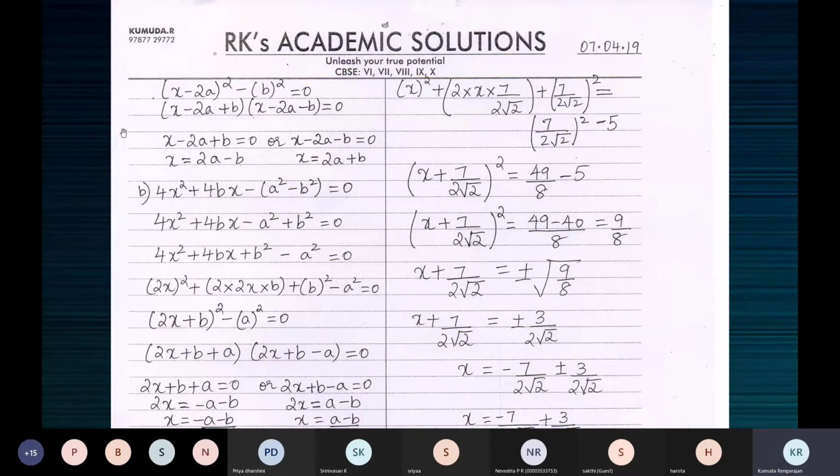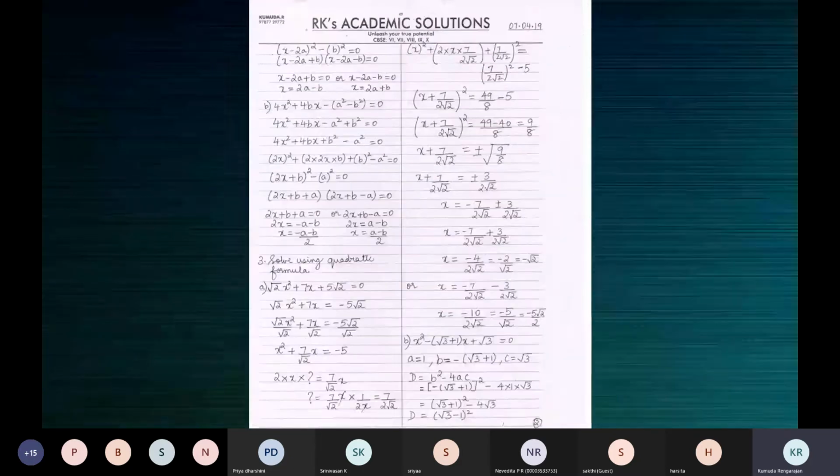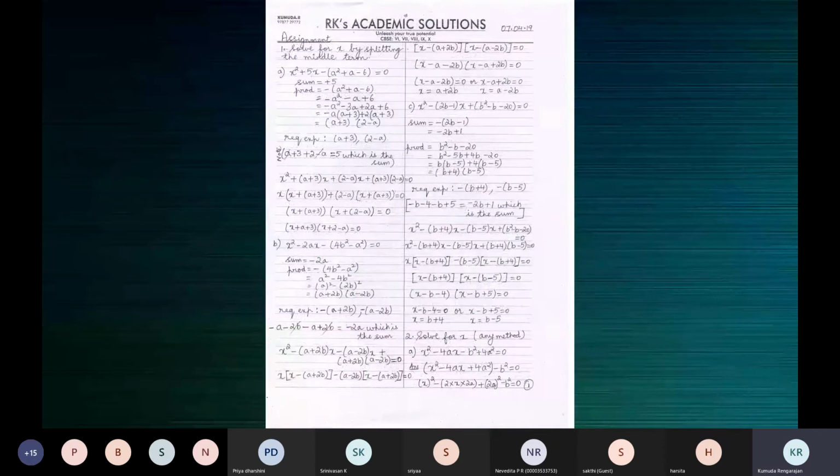So you can adopt this method when it is just solve for x. If you have to solve for x by splitting the middle term, then it's the earlier method. Now when it is by splitting the middle term, you have to identify the sum and product, then find the two expressions, split the middle term and work. Here it is just solve for x, so you can also do it like this. Let's work this, children.